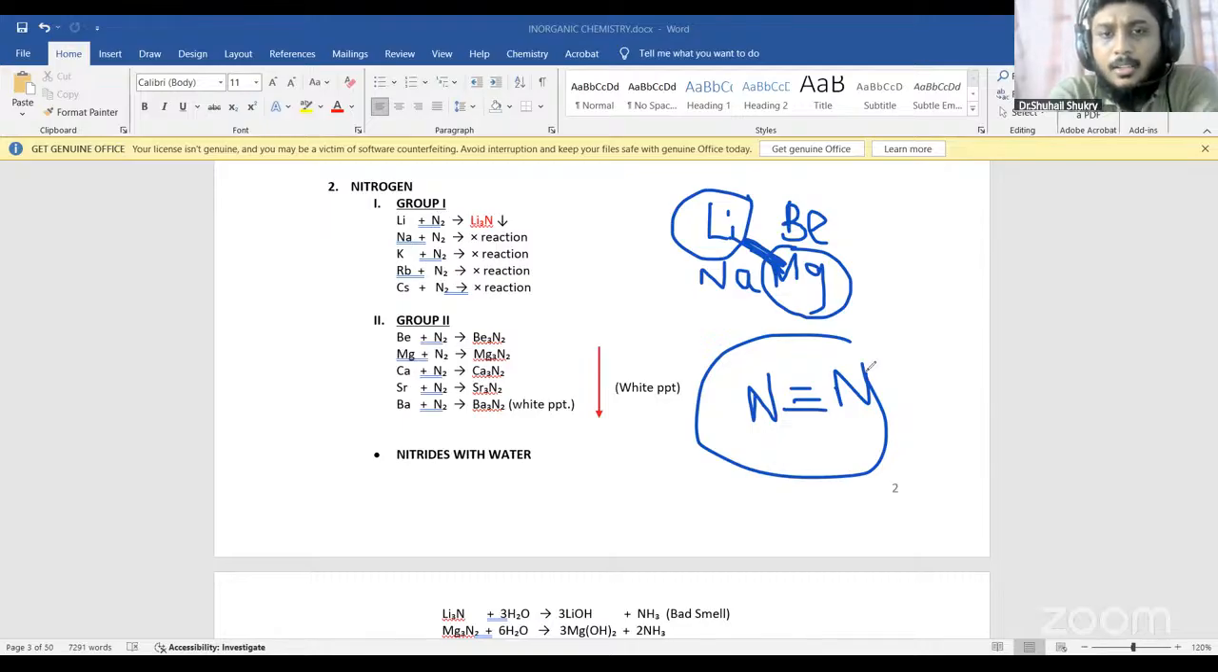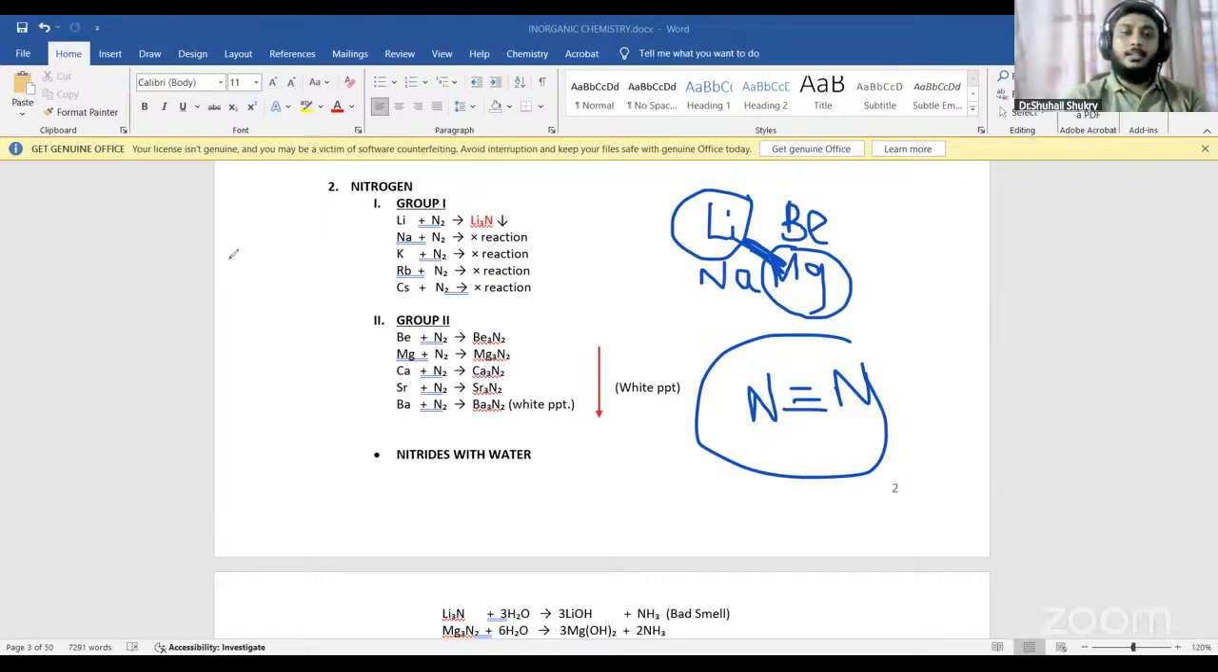Normally, group 1 people say they don't want to react with nitrogen. They say, no, we can't react with you, we have a policy. But lithium is a Pandita fellow. So what will that fellow do? It will react with nitrogen and form lithium nitride.